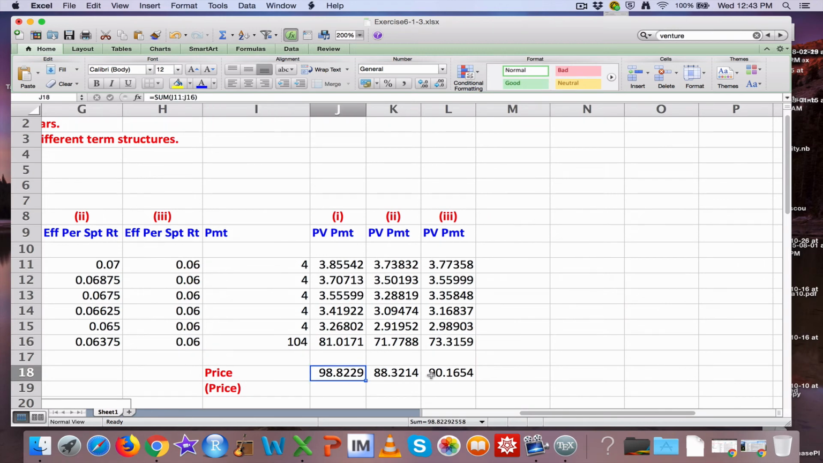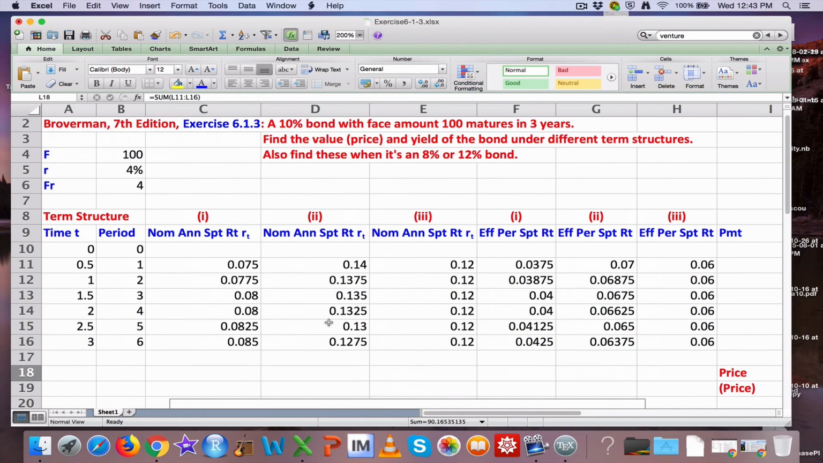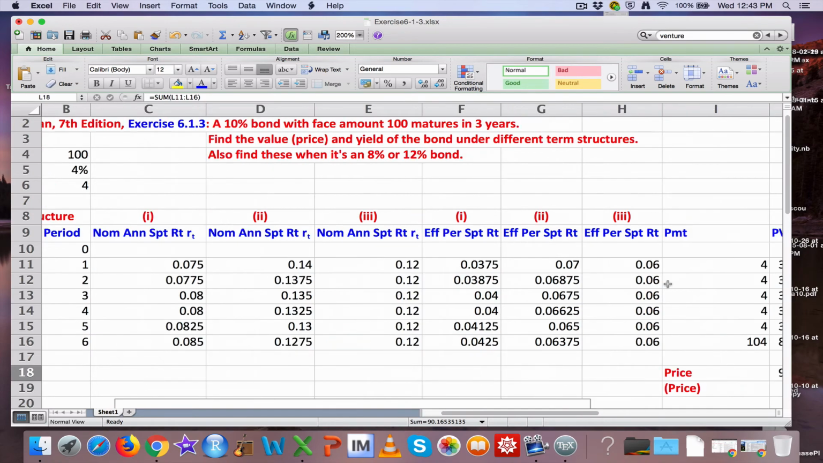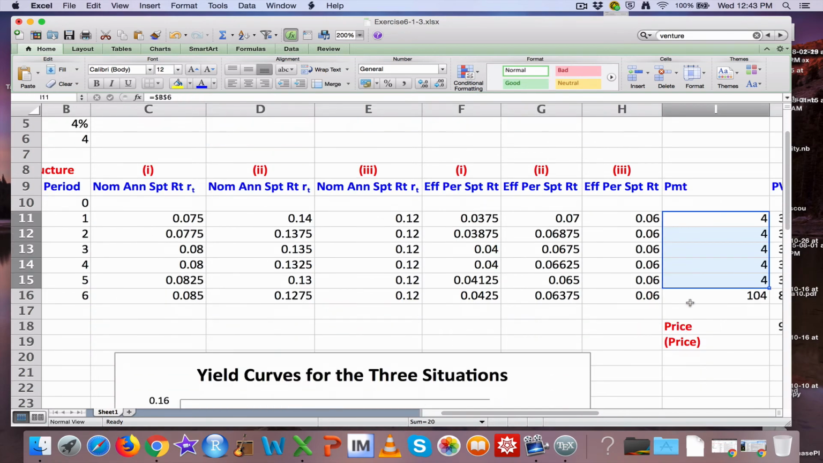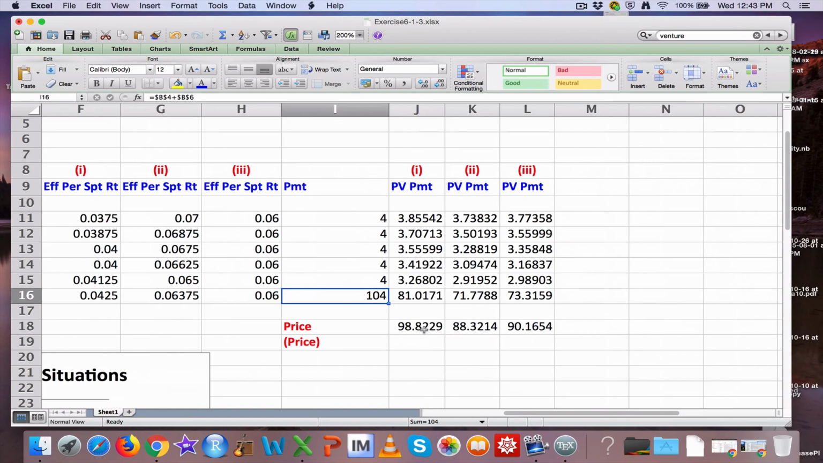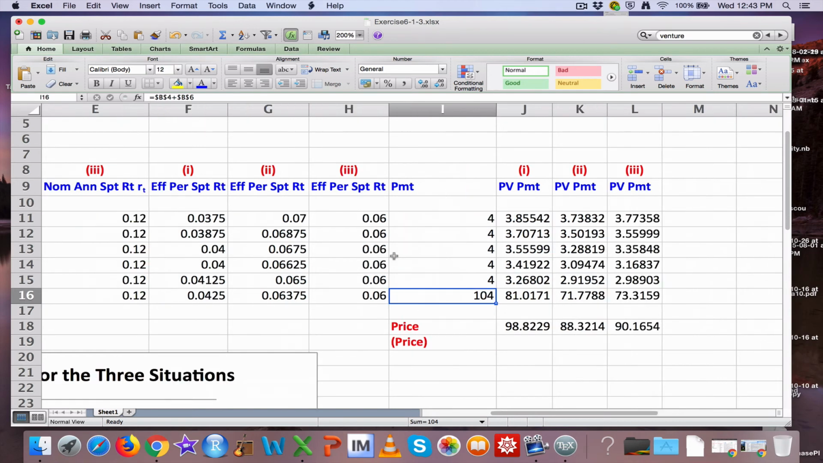Still have the same relative size. This one's still the biggest, this one's still the smallest, this one's still in the middle. Those prices went down, though. That's because your coupon payments went down. You're not getting as much money for your money. Your price is going down. Your yield is going up when your price goes down.